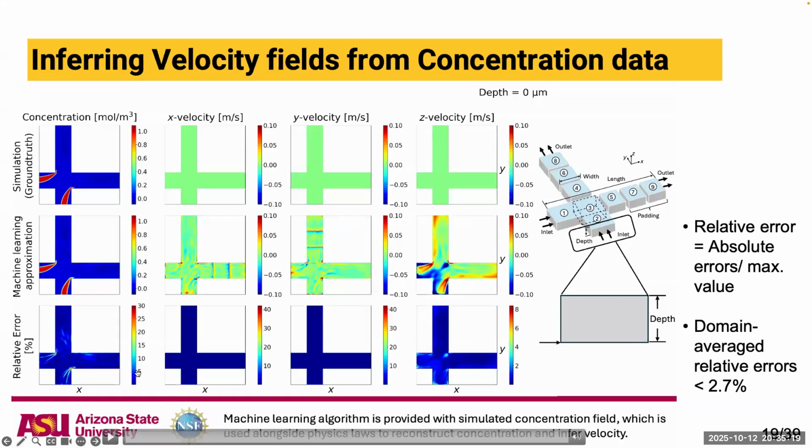Now I show the result from our PINN with the domain decomposition strategy. On the top row, you see the prediction from CFD simulation showing the concentration and XYZ velocity fields. In the middle, you see the prediction from the PINN. At the bottom, you see the relative error. Now I'm going to play the video showing the fields from the top view, and I'm going to change the plane from the top side of the channel to the bottom.